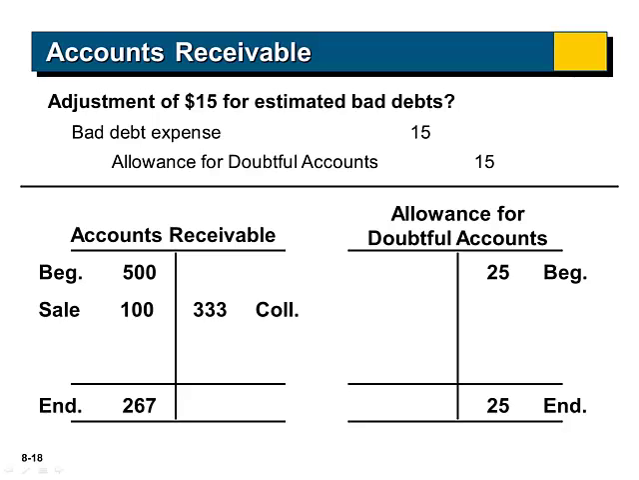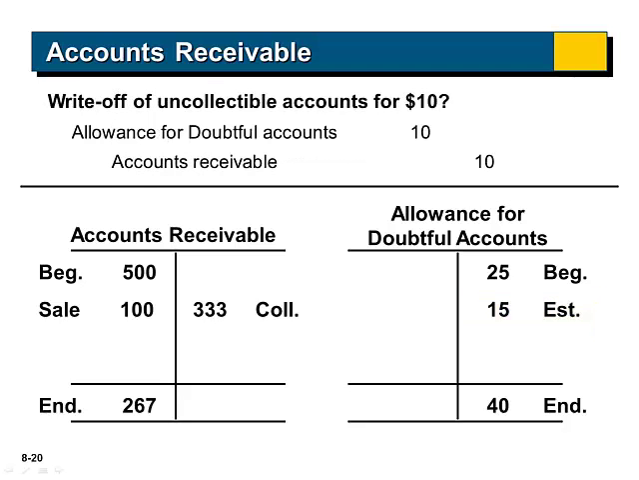So we need to beef up our allowance for doubtful accounts. The way you do that is you record a debit to bad debt expense and a credit to the allowance. Whenever you are making an adjustment to your estimated bad debts, you record a bad debt expense debit and a credit to your allowance for doubtful accounts, and that increases your overall allowance. So now you've built up your allowance up to $40.